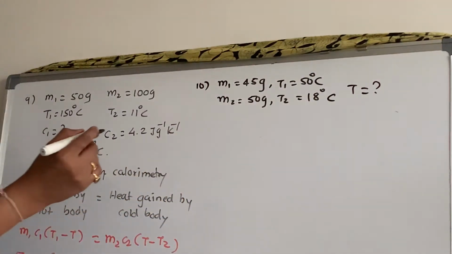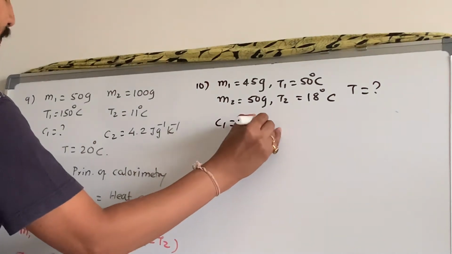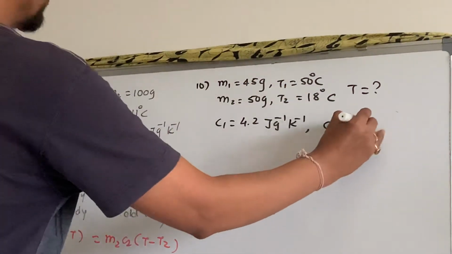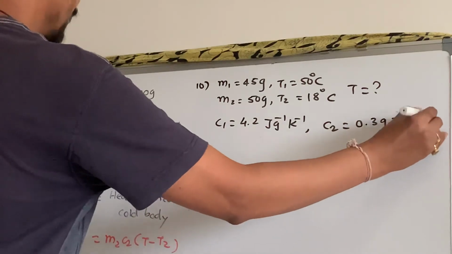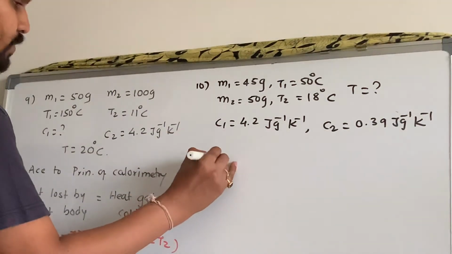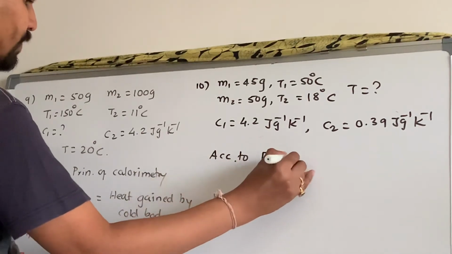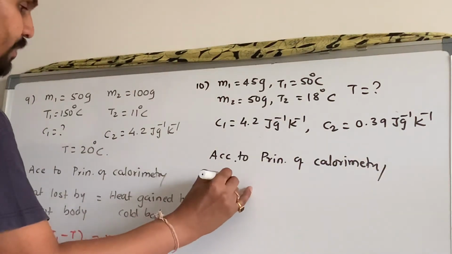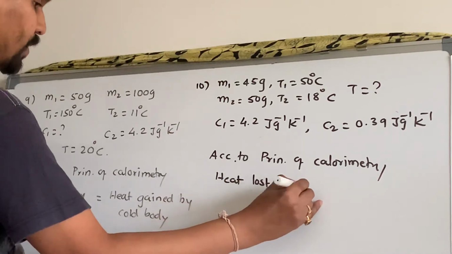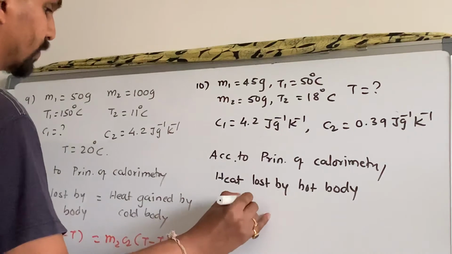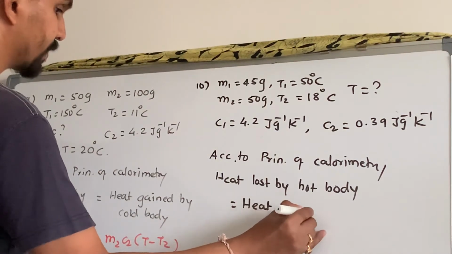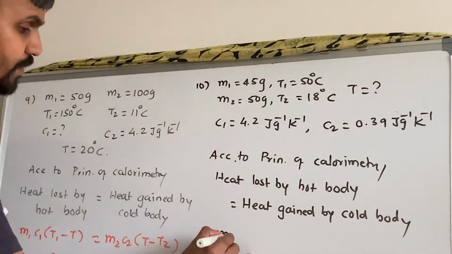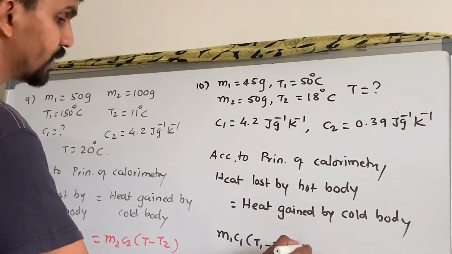Specific heat capacity of water, that is C1, is 4.2 joule per gram per Kelvin, and C2 is given as 0.39 joule per gram per Kelvin, right? So I can write here, according to the principle of calorimetry, heat lost by hot body is equal to heat gained by the cooled body.